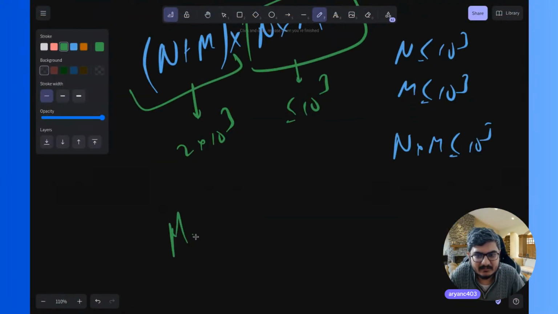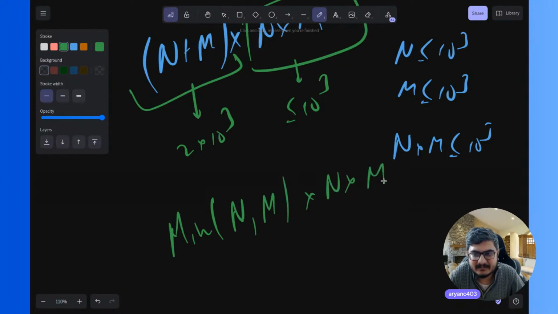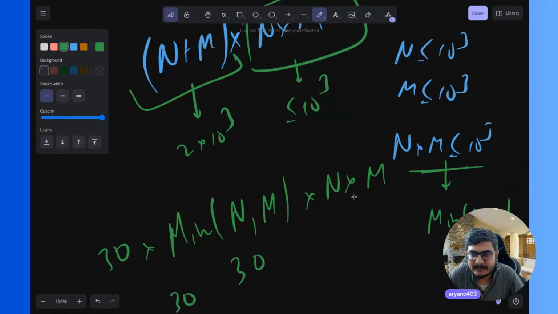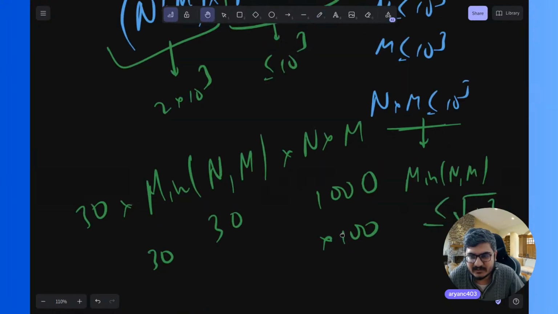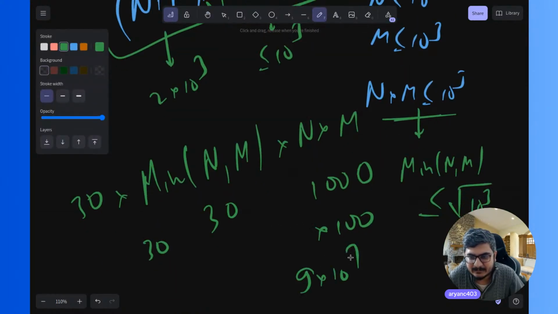Then it would be minimum of n comma m multiplied by n into m into 30 bits. And when you have this, minimum of n comma m would be less than equal to square root of 10 to the power 3, which would be around 30 here, 30 here, and 1000 here, and 100 test cases. That would be around 9 into 10 to the power 7, and can work here.